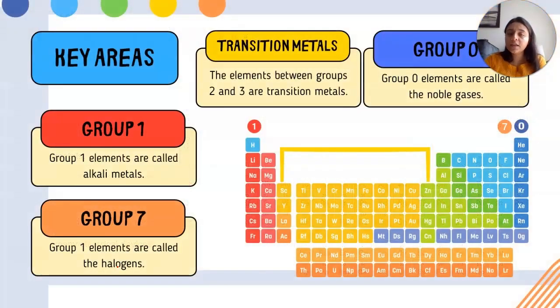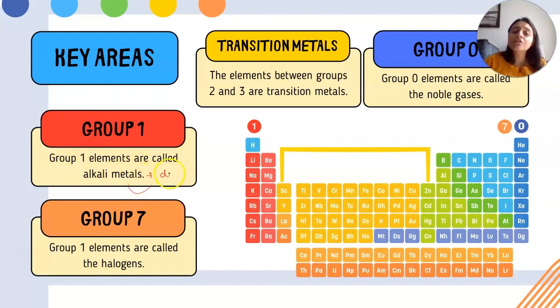Now there are certain key areas which you need to remember when you study the periodic table. We have already studied that there are horizontal rows, 7 of which we term periods, and then there are 18 groups, which are the columns in the periodic table. Apart from periods and groups, there are certain key areas which you need to understand. There are group 1, 7 and 0 elements, which generally are the major areas of the periodic table. The group 1 elements are called the alkali metals.